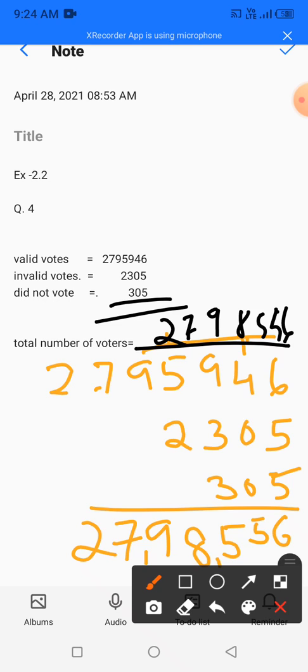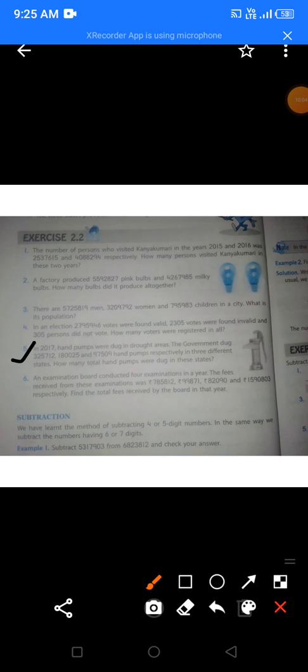Okay children, so I hope this is clear to you and you can write this. Now children, what will we do? We will solve question number 5. Now, in 2017, hand pumps were dug in drought area. The government dug 3,25,712, 1,08,000, 1,80,025, and again they had dug 97,509 hand pumps, respectively in 3 different states. How many total hand pumps were dug in this state?